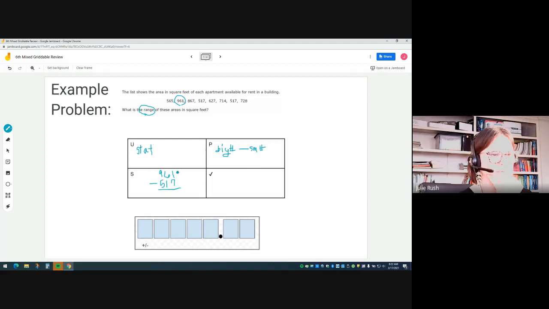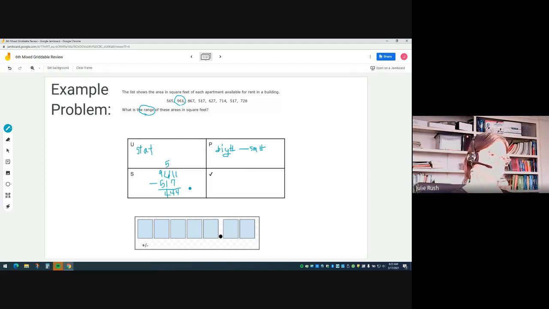And so I cannot take 7 from 1, so I'm going to regroup using my 6, which gives me 50, gives me 11. 11 minus 7 is 4. 5 minus 1 is also 4. And 9 minus 5 is also 4. So 444.